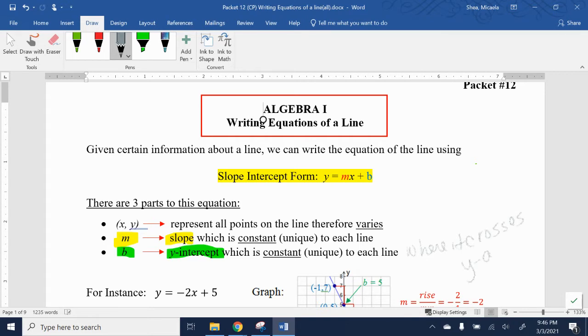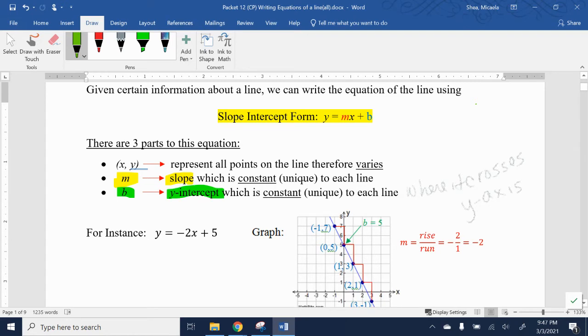So what we're going to be doing today is writing equations of a line, and we're going to have two different methods. The first method is that they're going to give us directly our m and our b, and we're going to substitute that in. And then the other way is we're going to be doing it from a graph.